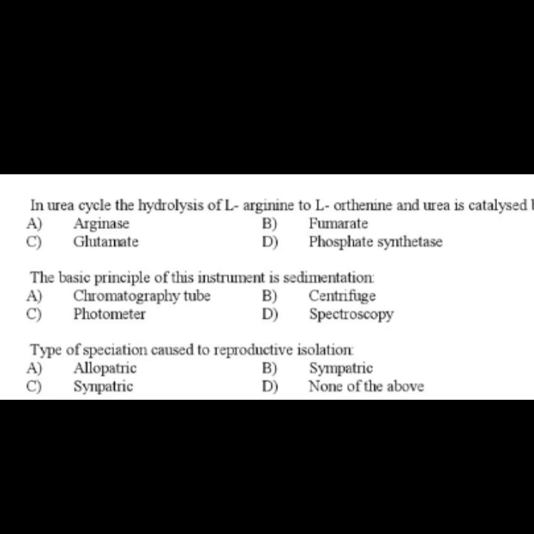Question number 12. Type of speciation caused to reproductive isolation. Option A, allopatric. Option B, sympatric. Option C, parapatric. Option D, none of the above.